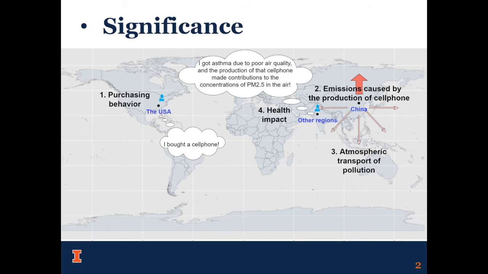And let me give an easy example. Suppose you are living in the US and you bought a Chinese-made cell phone, and the production process of this cell phone would serve as a local source of air pollution in China, and the pollution may also influence air quality in surrounding areas of China due to atmospheric transport. And this means you are making contributions to global air pollution even if you have never traveled abroad, as long as you are buying imported goods.